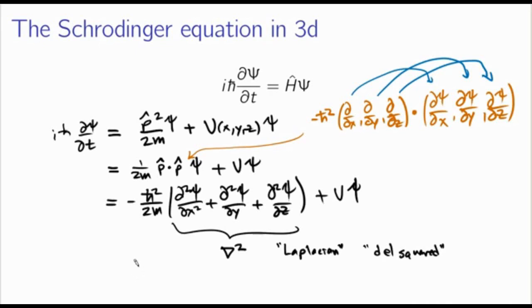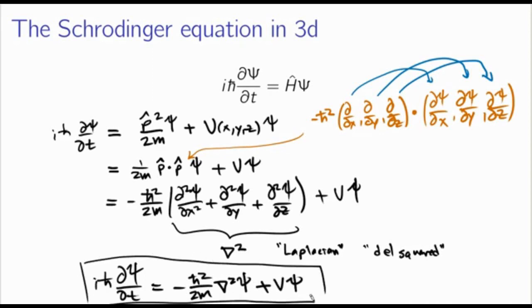So our final Schrodinger equation in 3 dimensions now, the way we're going to be working with it in this chapter, is i h bar times the partial derivative of psi with respect to time is equal to minus h bar squared over 2m times the Laplacian of psi plus V times psi.